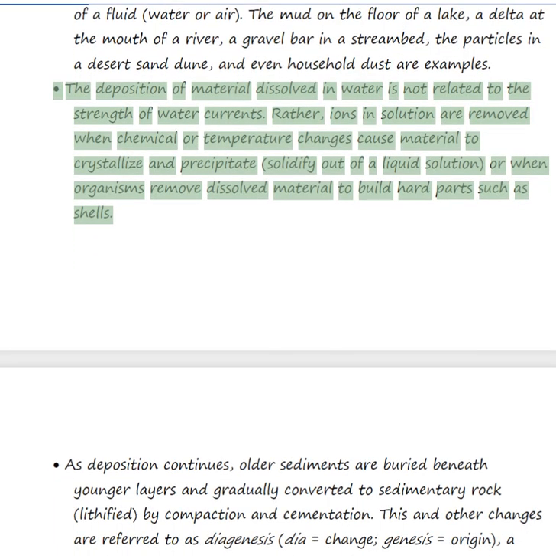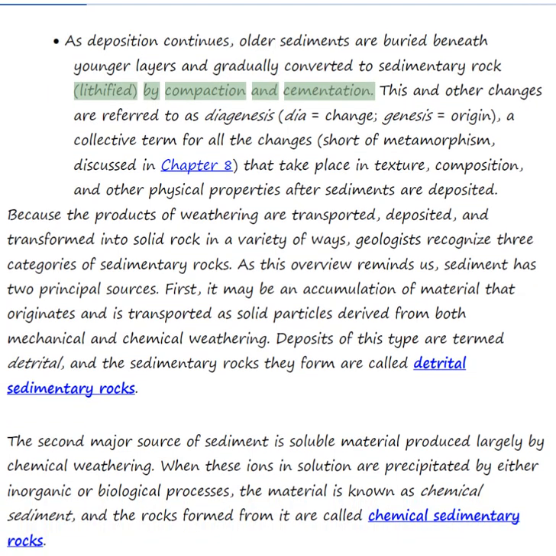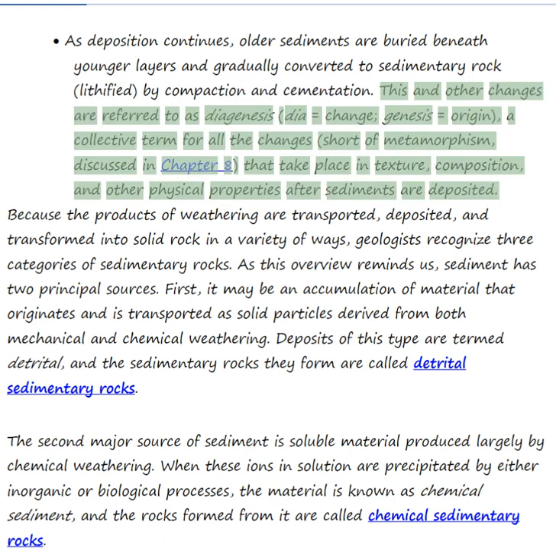The deposition of material dissolved in water is not related to the strength of water currents. Rather, ions in solution are removed when chemical or temperature changes cause material to crystallize and precipitate, or when organisms remove dissolved material to build hard parts such as shells. As deposition continues, older sediments are buried beneath younger layers and gradually converted to sedimentary rock by compaction and cementation. This and other changes are referred to as diagenesis, a collective term for all the changes that take place in texture, composition, and other physical properties after sediments are deposited.